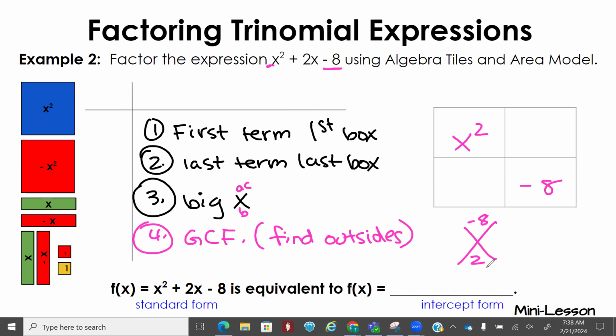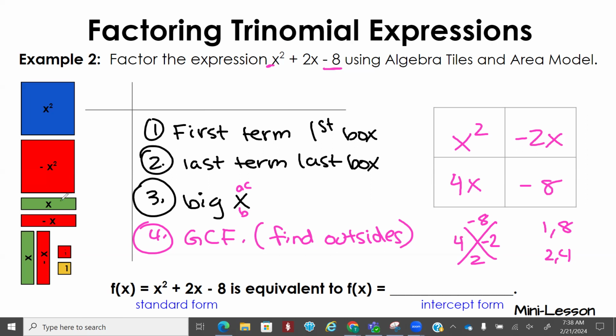Nobody say the answer out loud. What are the factors of 8? I know that 1 times 8 is 8, and 2 times 4 is 8. Is there a way to make 1 and 8 add together to get 2? No. What about 2 and 4? Yeah, but I have to make one of them negative, right? That could be the -2. Everybody see how I did that? I listed out the factors, and then I asked what I can manipulate in order to make them add together. So that's going to give me 4x in this box and -2x in this box.